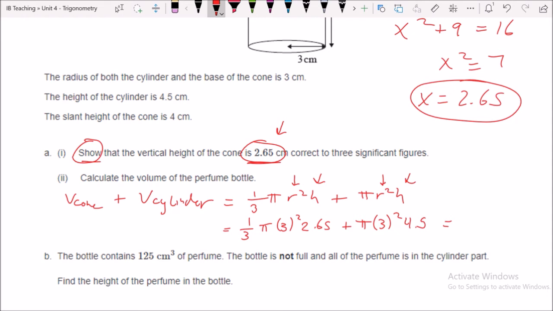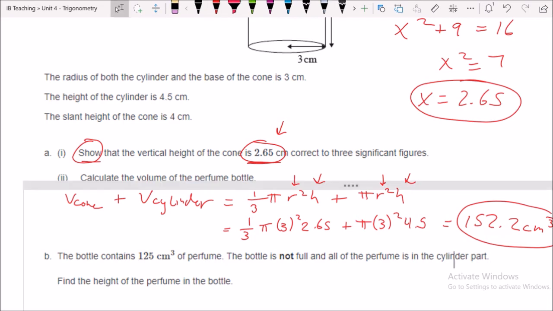Okay, and when I do that, I'm getting 152.2. Let's check my units. It's a volume, and the input was centimeters, so that's cubic centimeters. Let's go to part B.